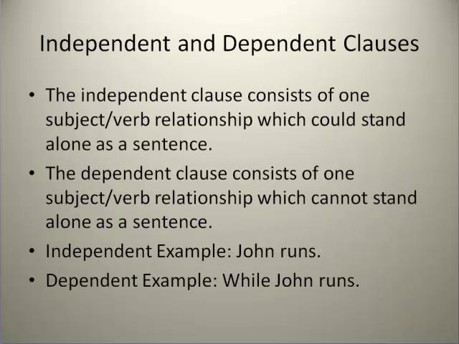The independent clause consists of one subject-verb relationship which could stand alone as a sentence. The dependent clause consists of one subject-verb relationship which cannot stand alone as a sentence. Here are some examples. An independent example, John runs. In this example, we have one part to the subject, one part to the verb, one subject-verb relationship, and this is an example of an independent clause. It is also an example of a simple sentence.